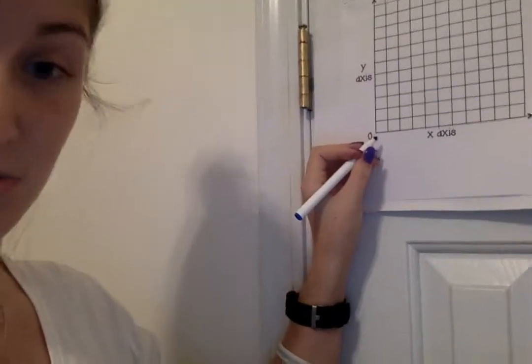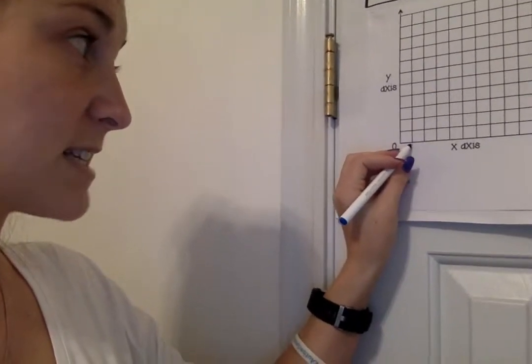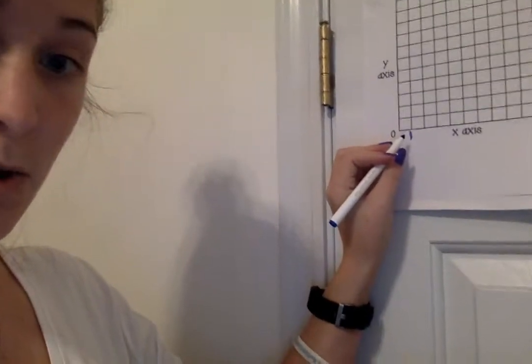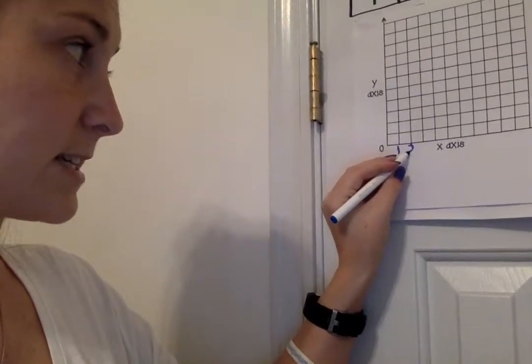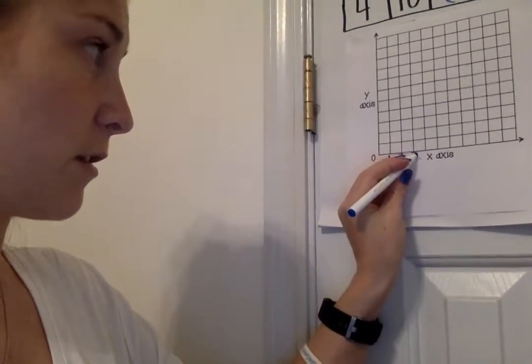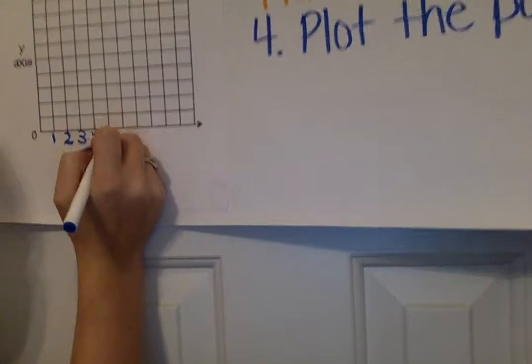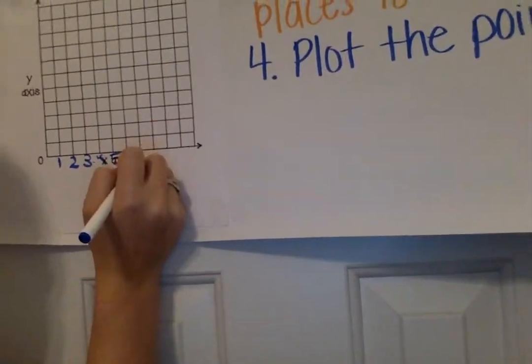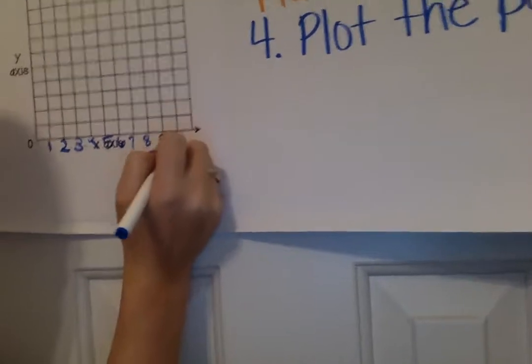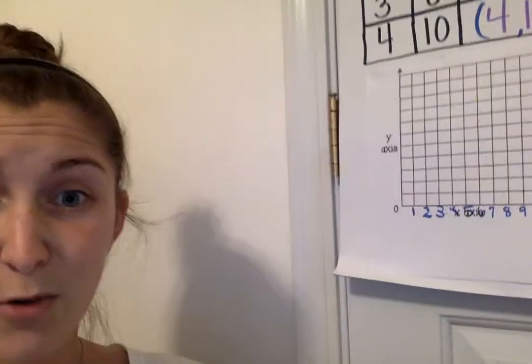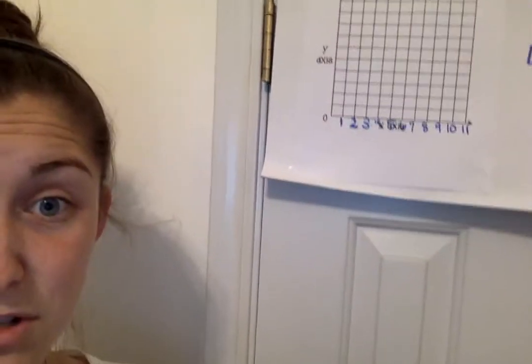Alright, I'm not a lefty, so I'm trying to write with my left hand, so just bear with me. On the next line over from the 0, it's going to be a 1. On the next line, it's going to be a 2, then a 3, then a 4. Oh, hold on, I'm going to have to switch. Then we're going to have 5, 6, 7, 8, 9, 10, and 11. Okay, so you guys should be following along with me, and your graphs should look very similar to mine.